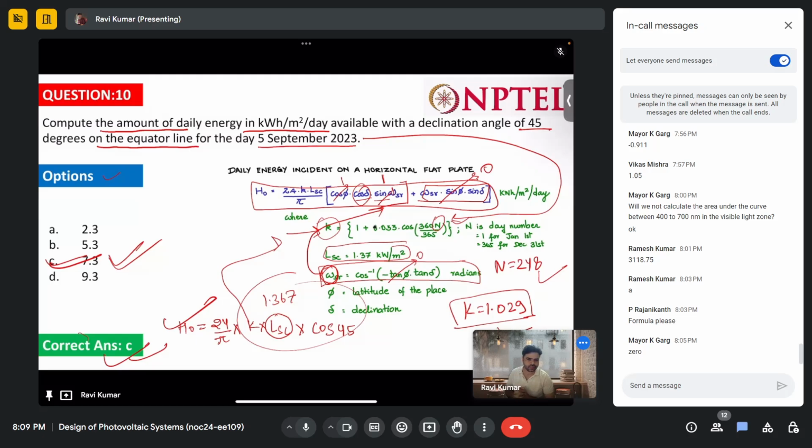Any doubt here? Sir, phi is equal to 0, I'm not understanding. Phi equals 0 means we are talking about the equator. See, this is the equator, and if we go up, this is our phi. Phi means latitude, and here we are talking about this point. So the latitude of the equator will be 0. Okay, got it. And at what condition will omega be 0, sir? Omega will be 0 at noon only. Okay. So the answer here will be C.